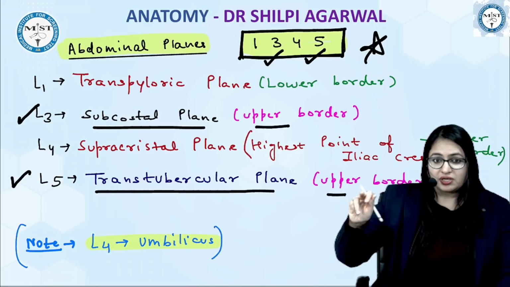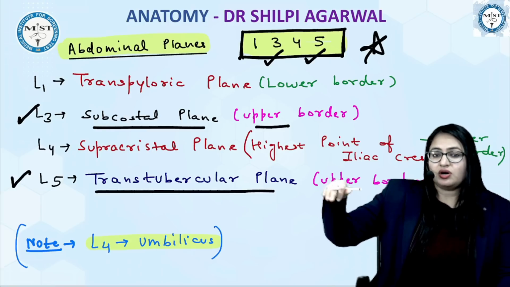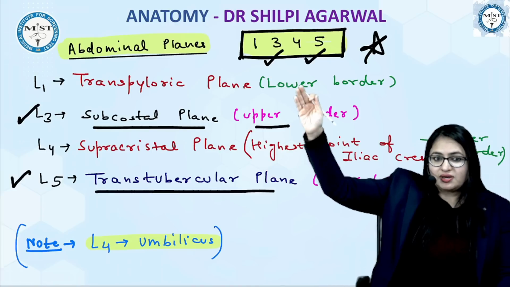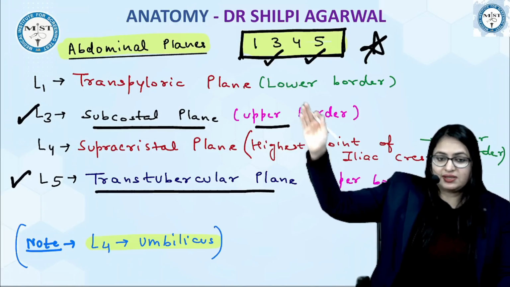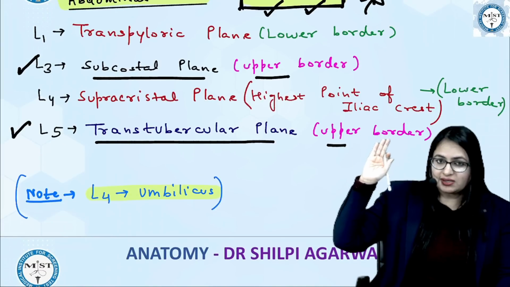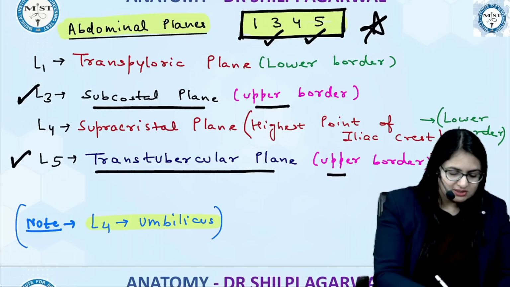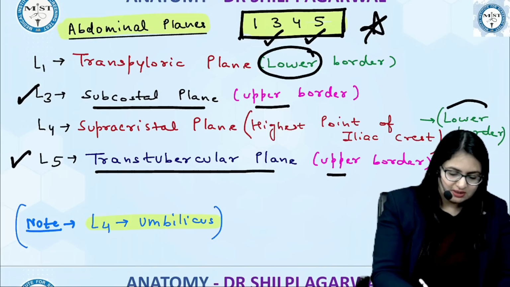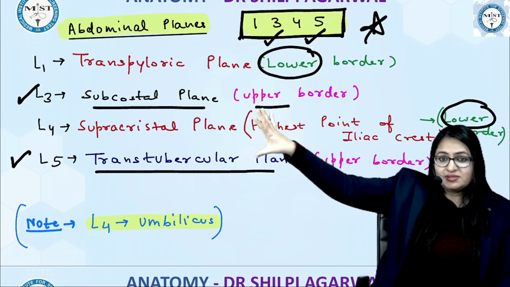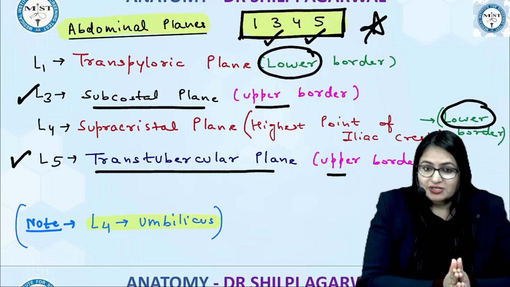These are upper border. After that, we have 1 and 4. These are the other planes over here: transpyloric, and this is the supracristal. Transpyloric is at the level of L1, and L4 is supracristal, which is at the level of the highest point of the iliac crest. Both of these other planes are what? For this, we say it is lower border. So the quadrant planes are both upper border, and the other two planes which we are memorizing are lower border.